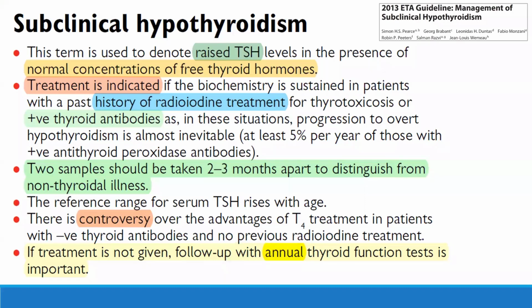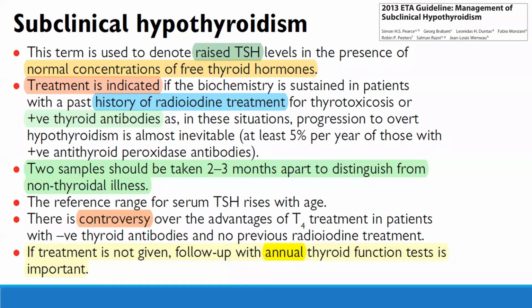Treatment of subclinical hypothyroidism is not indicated in all cases. If you diagnose subclinical hypothyroidism, when to treat is very important in clinical practice and in exams. If there is a history of radioiodine treatment, we should treat subclinical hypothyroidism. If there is positive anti-TPO or anti-TG, we should treat. If the patient is pregnant or symptomatic, we should treat.